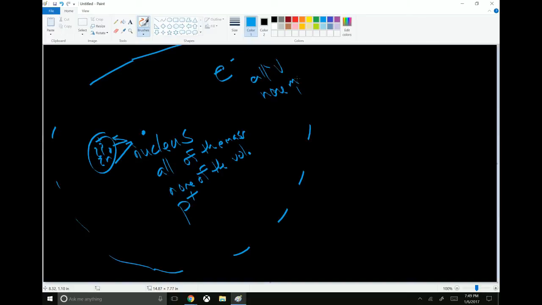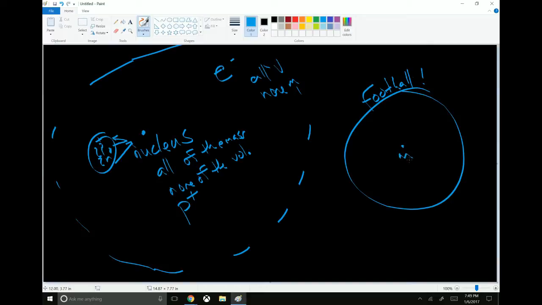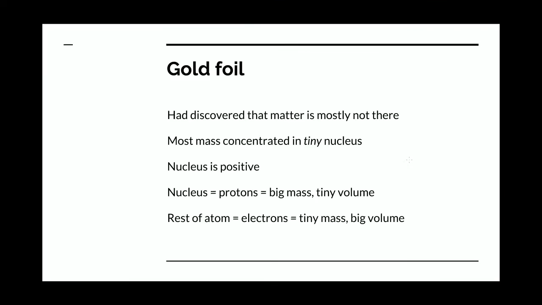Now, to give you some sort of perspective here, imagine a housefly sitting at the center of a football stadium. Okay, the housefly is the nucleus. The football stadium is the entire atom. But the housefly has almost all of the mass of the football stadium, and the football stadium itself has almost none, just the mass of the housefly. That is the sort of disparity we're looking at here.